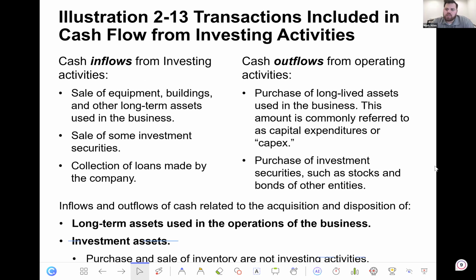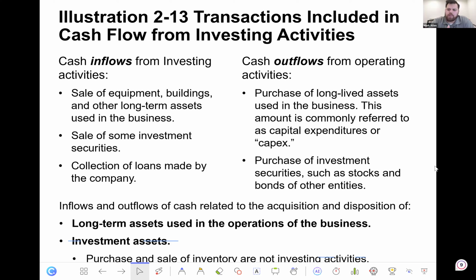Investing activities: generally the inflows would be sales of equipment, buildings, other long-term assets, sale of investment securities, so it's right there in the name, and collection of loans. So if we had loaned money to somebody and they repay that, that would be an investing activity. Outflows here are the purchase of long-lived assets, so things like, once again, buildings, equipment, tractors, machinery, all that kind of stuff.